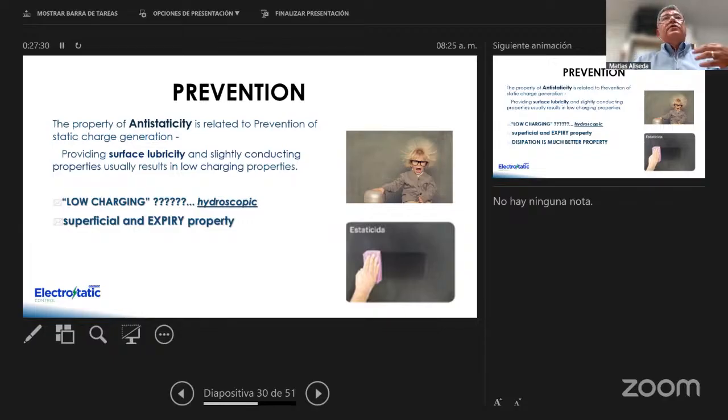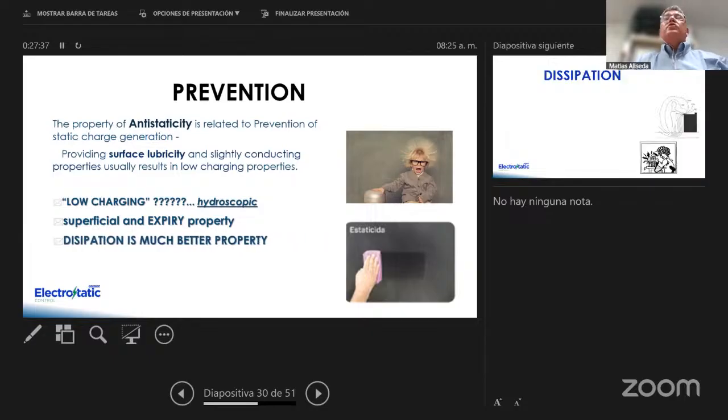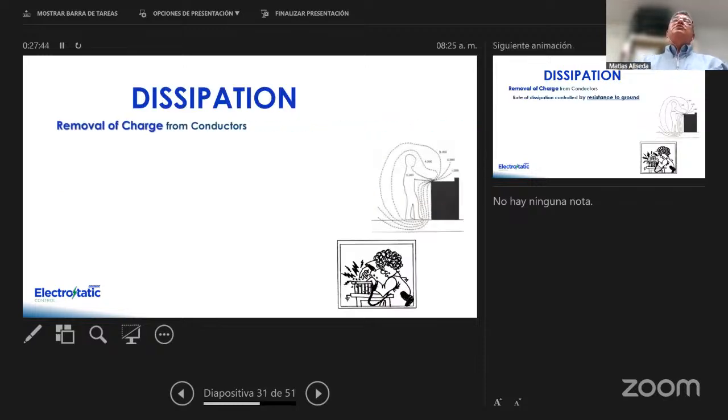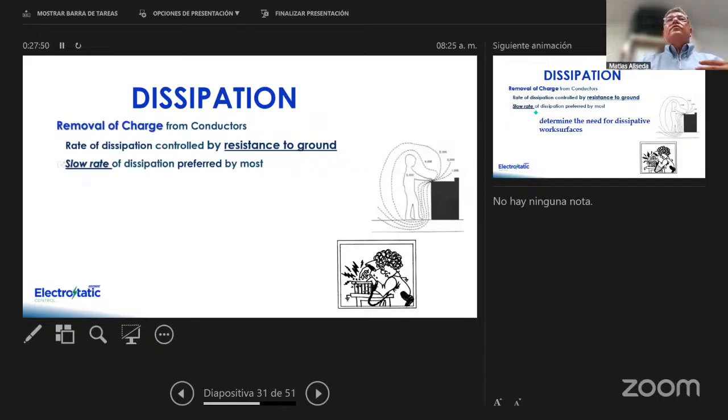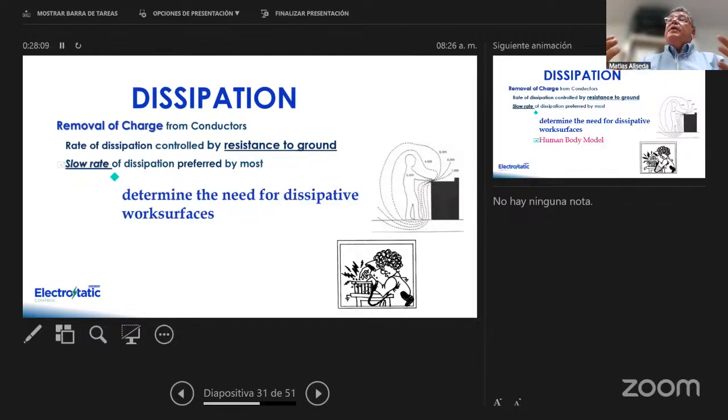So we have to go with a property that you can control. That is dissipation. Dissipation is a much better property to control. What is dissipation? Removing charge through conductors, through a resistance to ground. We have to ground everything in your plant that can be grounded. Conductors or dissipative materials have to be grounded, and then it's easy: you control the charge because it goes to ground. But sometimes it's not that easy.